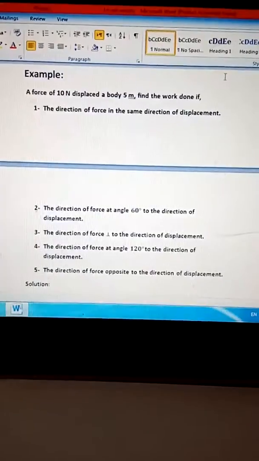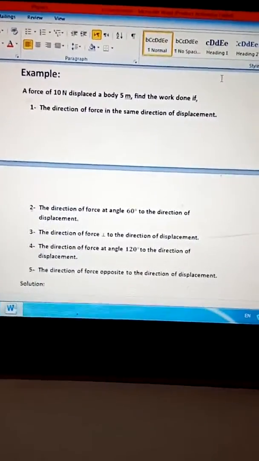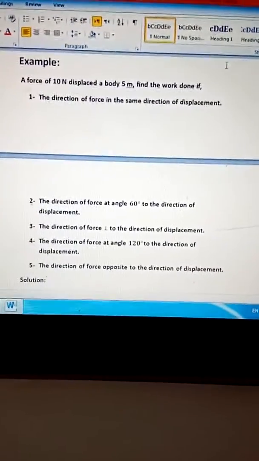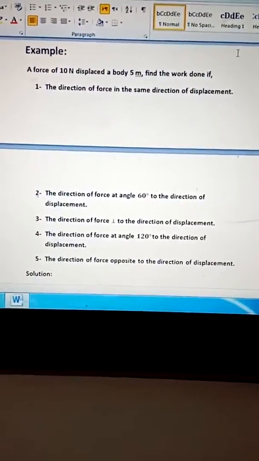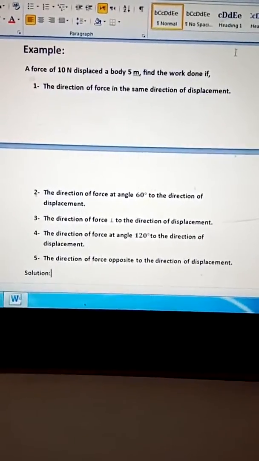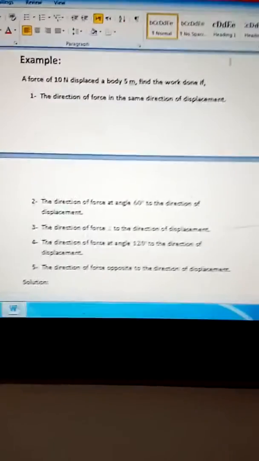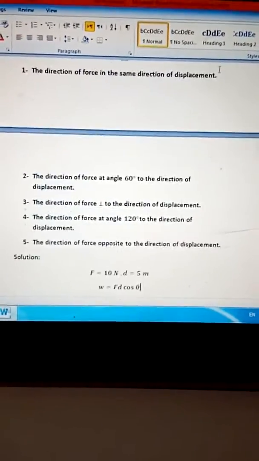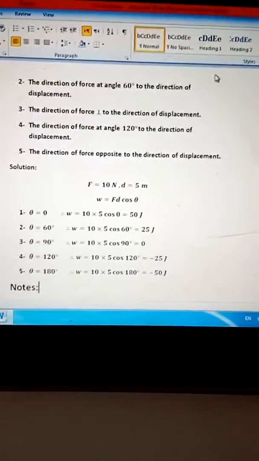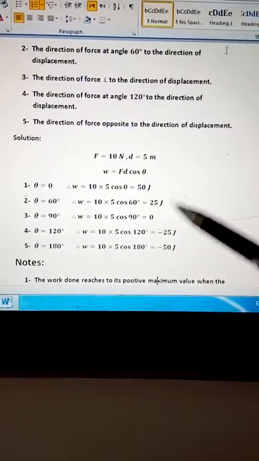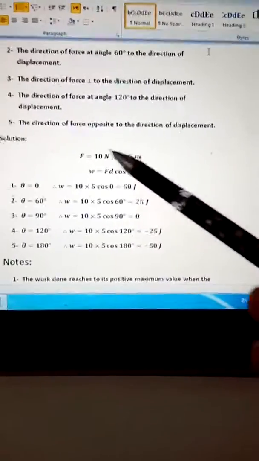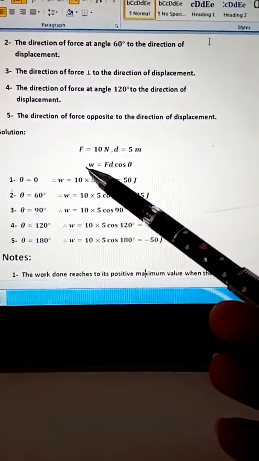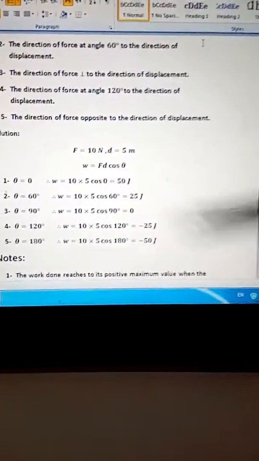Number 2, the direction of force is at angle 60 degrees to the displacement. Number 3, the direction of force is perpendicular to the direction of displacement. Number 4, the direction of force is at angle 120 to the direction of displacement. Finally, the direction of force is opposite to the direction of displacement. The given of this example: F equals 10 Newton, displacement equals 5, and the rule of work done is F D cosine theta.